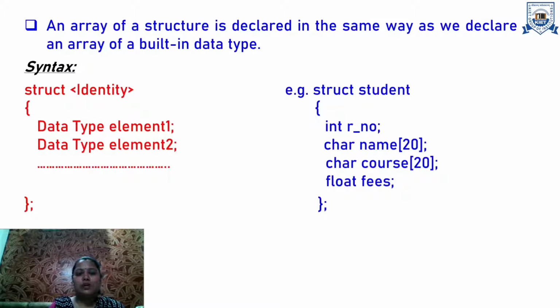An array of structures is declared in the same way as we declare an array of a built-in data type. The syntax is the same as we saw in the last lecture: struct, the identifier, and the elements that I want to store. Now this is an example of a student. If I want to store a roll number, name, course and fees, I have to define different data types for the different elements. Here I am taking a name and a course, both of 20 bytes.